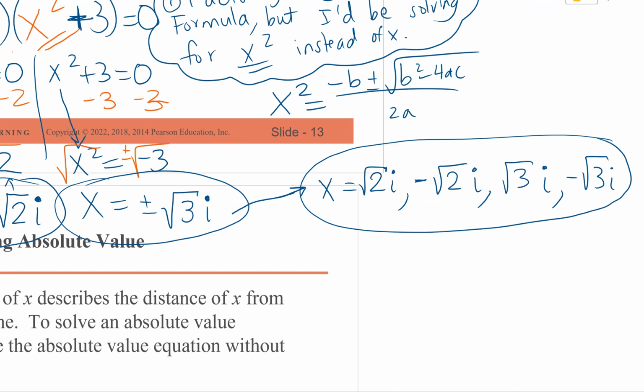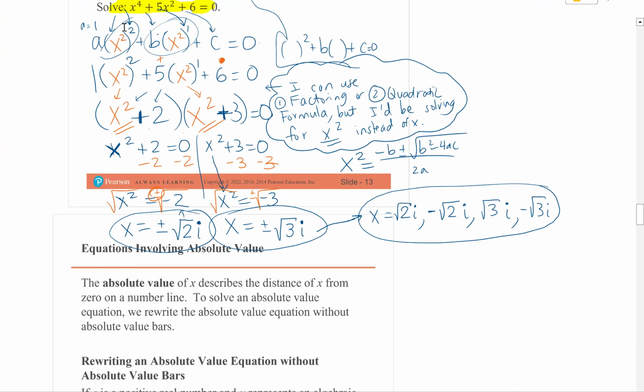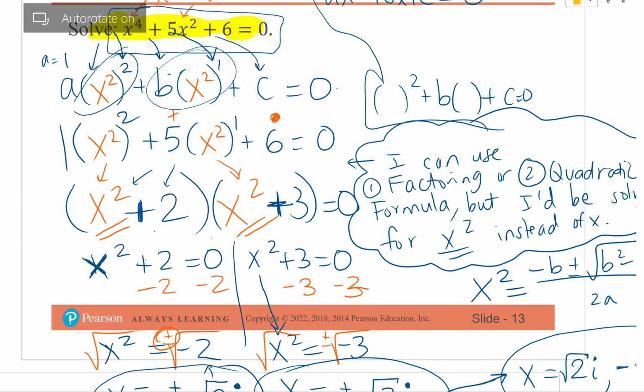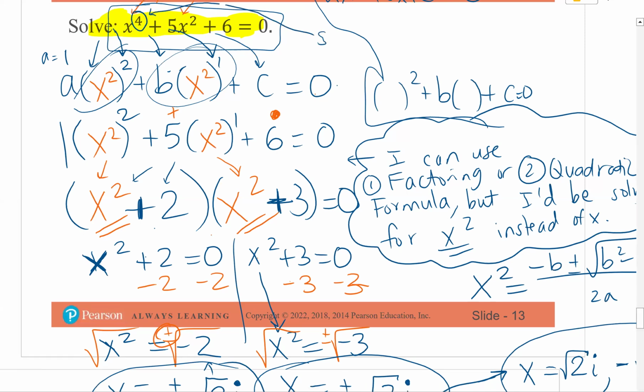But as we'll come to see in chapter 3, if you look at the degree of your equation, the original equation, what was its degree? The highest power is 4. That's how many solutions you should have in the end. But they could be repeated. You might have the same solution more than once. We'll see that more in chapter 3. It should have 4 solutions. That's the degree of the polynomial.